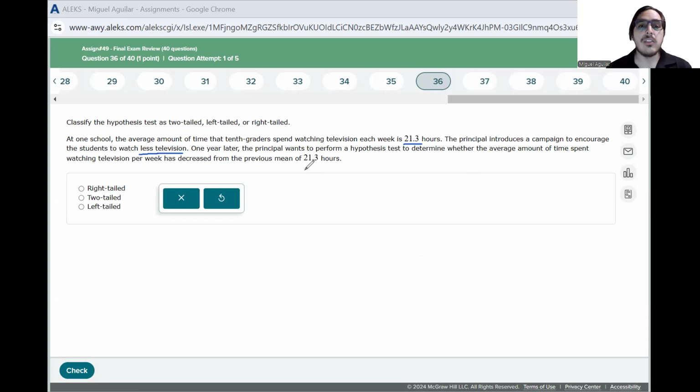Okay, so if we're looking at a decrease, think about this as formulating our null hypothesis. After the principal has implemented this program to encourage students to watch less TV, our null hypothesis is the hypothesis that the average amount of time spent watching TV has not changed. So that's going to be equal to 21.3 hours.